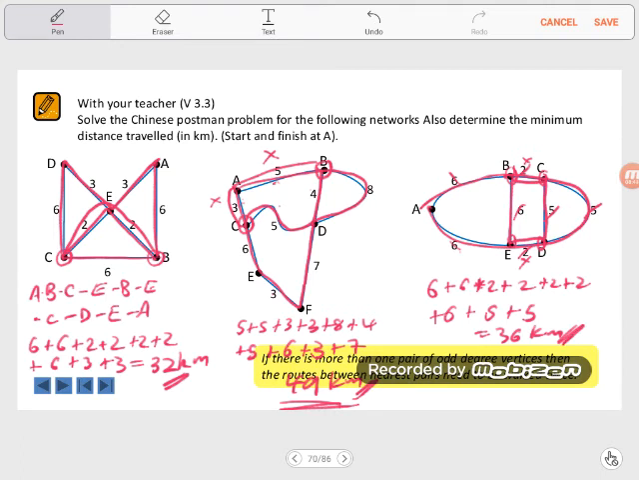Okay, so there's how to do those Chinese Postman problems. Look for the pairs of odd degree vertices and try to find the shortest way between them. Okay, now you can try the questions in the book.